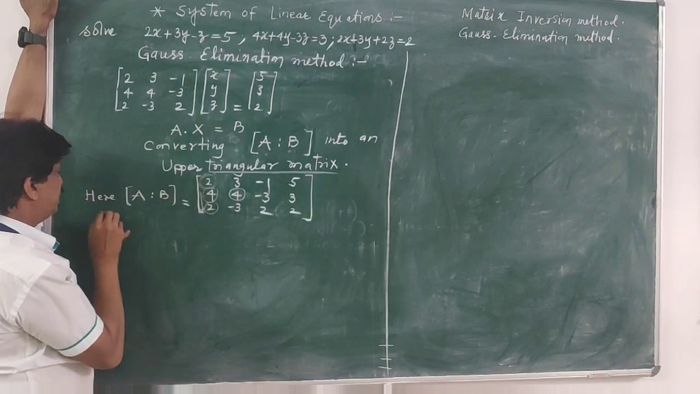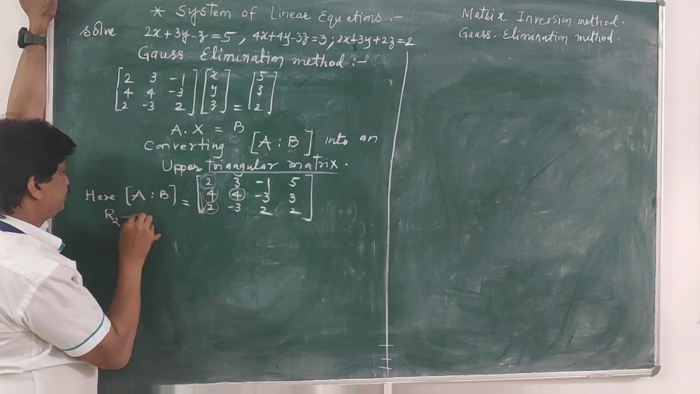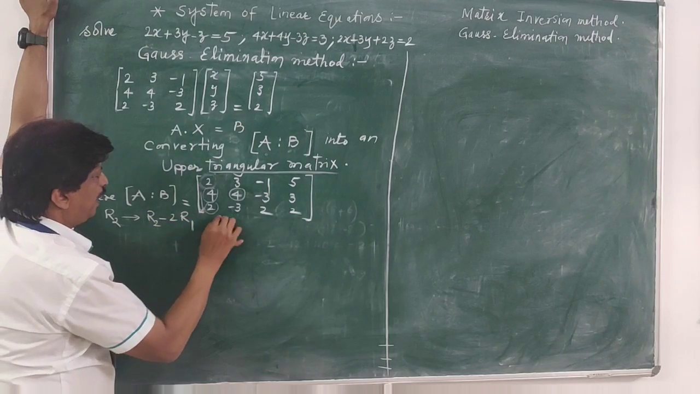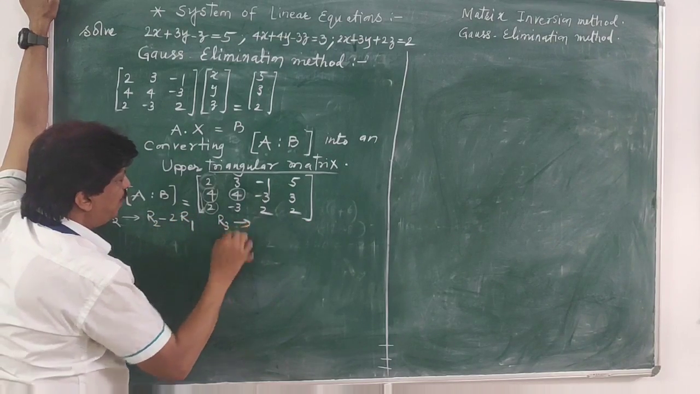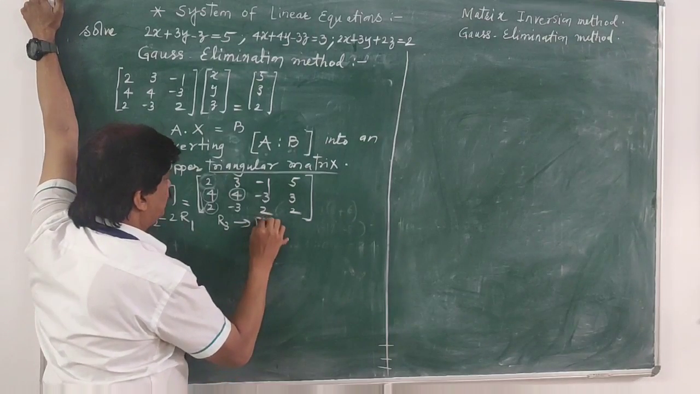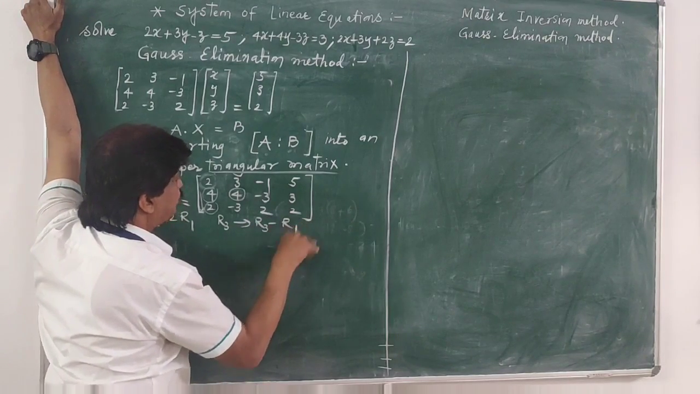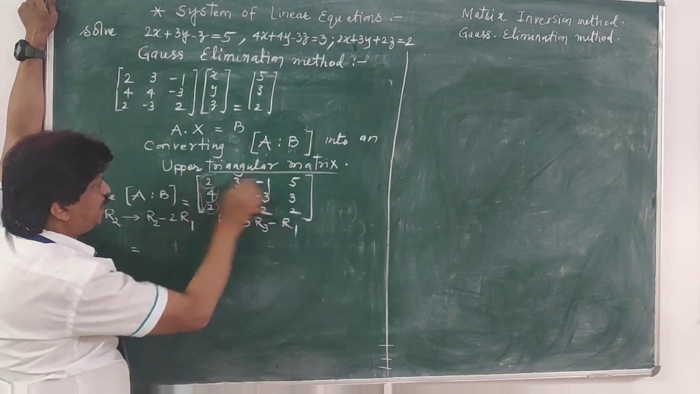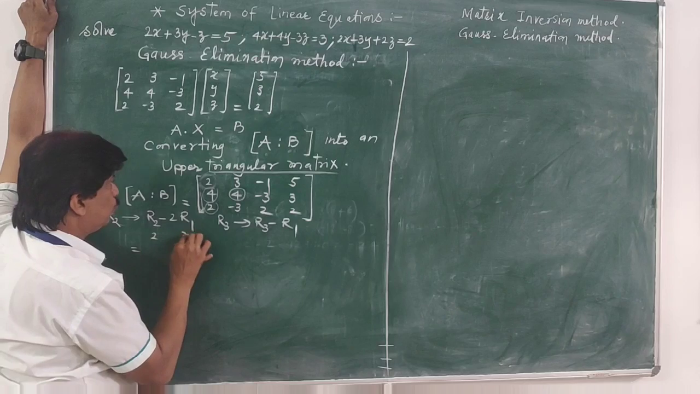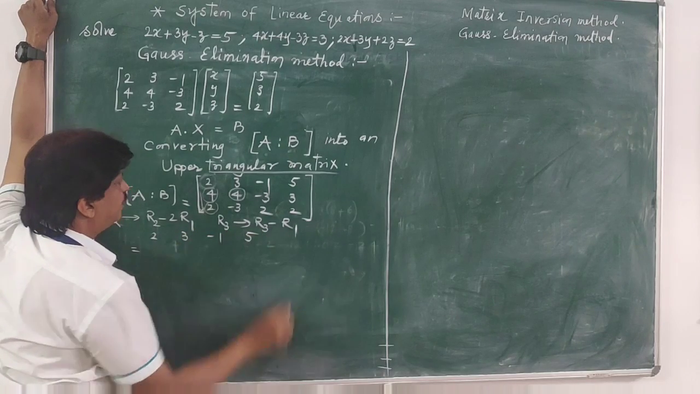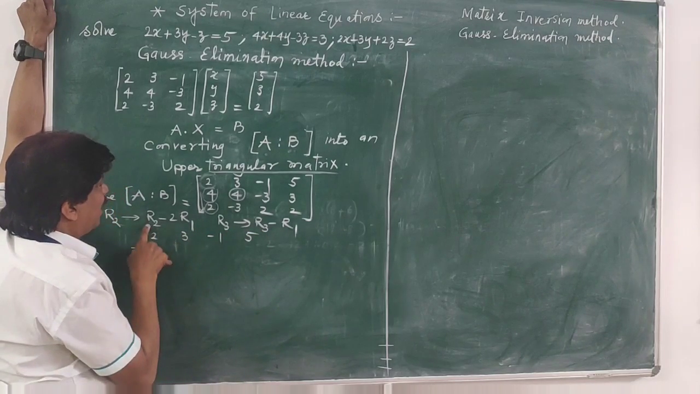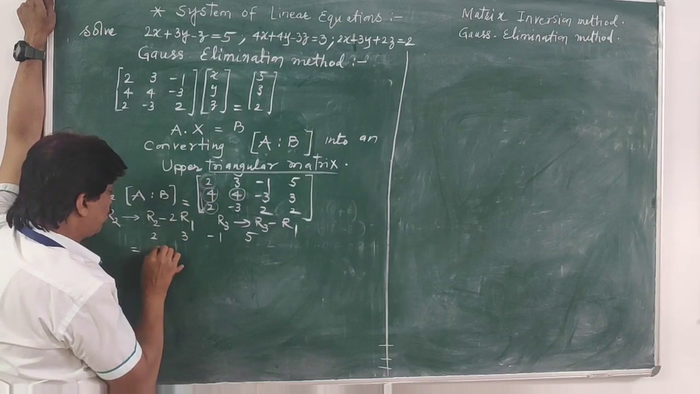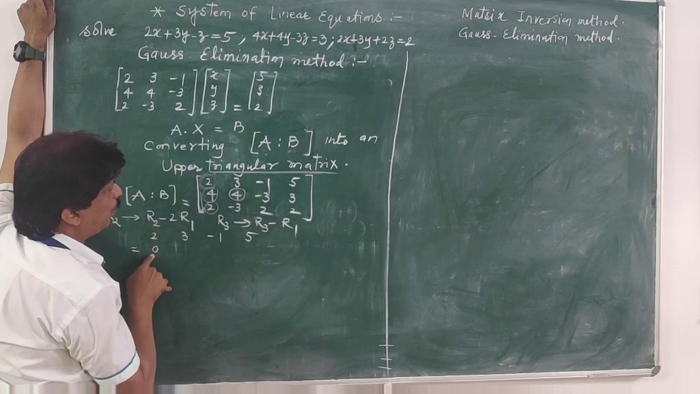So R2 changes to R2 minus 2 times R1, and R3 changes to R3 minus R1. So that matrix becomes, I am not changing the first row, which is 2, 3, minus 1 and 5. Now R2 minus 2 times R1. So 2 times 2 is 4, minus 4 is 0. This element is 0 now.